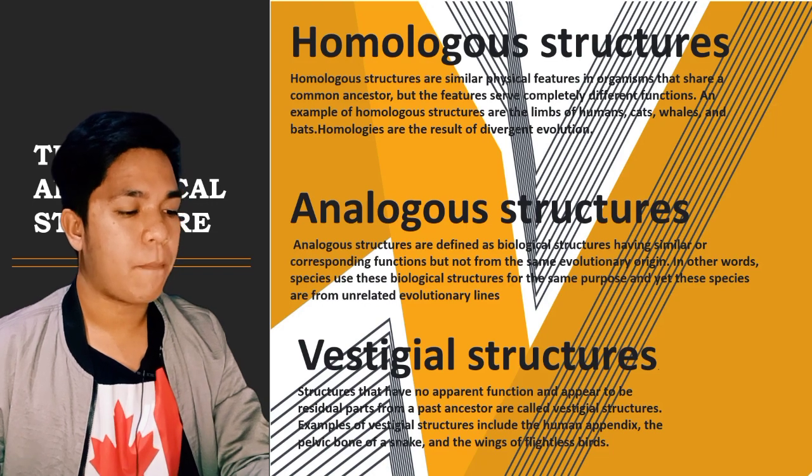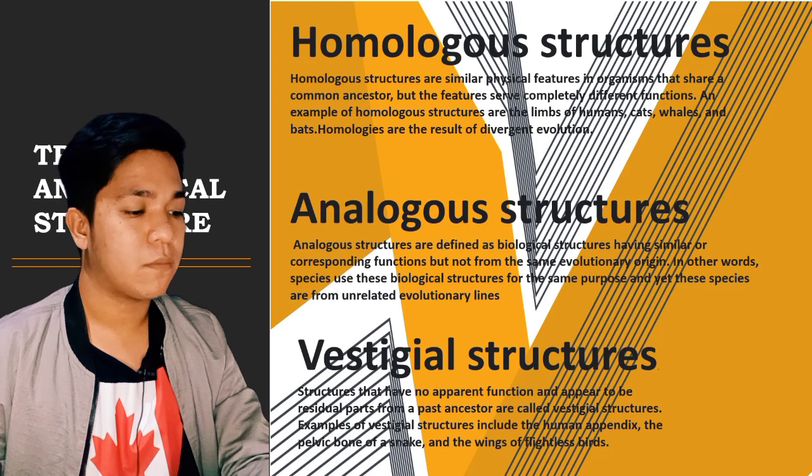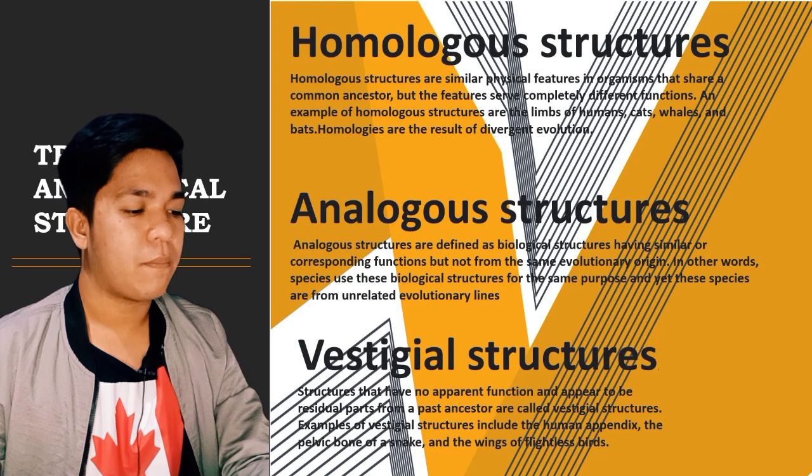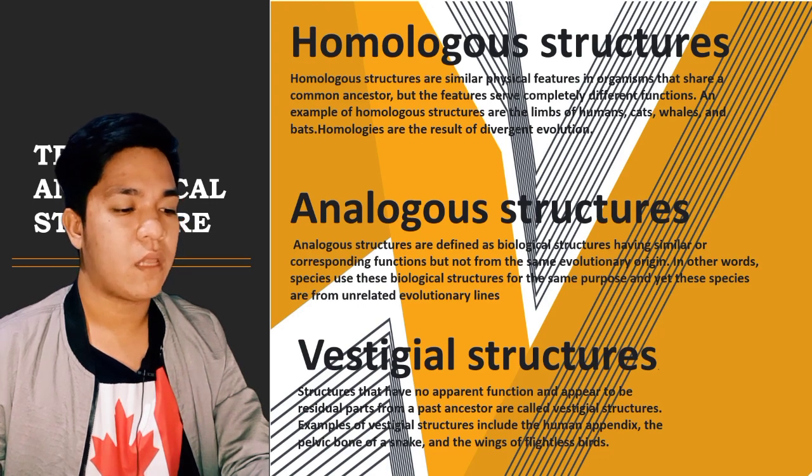Vestigial structures have no apparent function and appear to be residual parts from past ancestors. Examples of vestigial structures include the human appendix, the pelvic bones of the snake, and the wings of flightless birds.